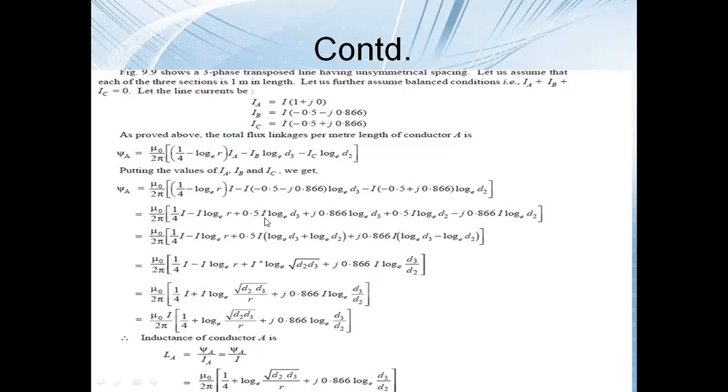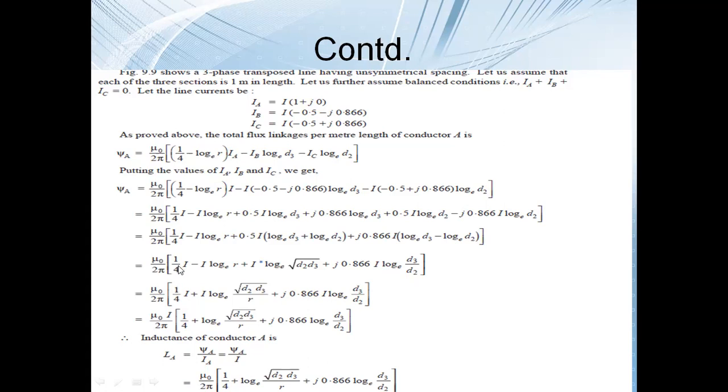Now what we'll do is take common 0.5 I from this term and this term. So 0.5 I is taken common, and this is log D3 plus log D2. Then here you see this is J 0.866 I, which we have taken common, so this is log D3 minus log D2. So here you see this is 1/4 I minus I log R, and this term is I log D2, D3. Now when 0.5 is taken inside, this is log of square root of D2, D3. Then plus J 0.866 I, this is log D3 minus log D2, so this will be log of D3 by D2.